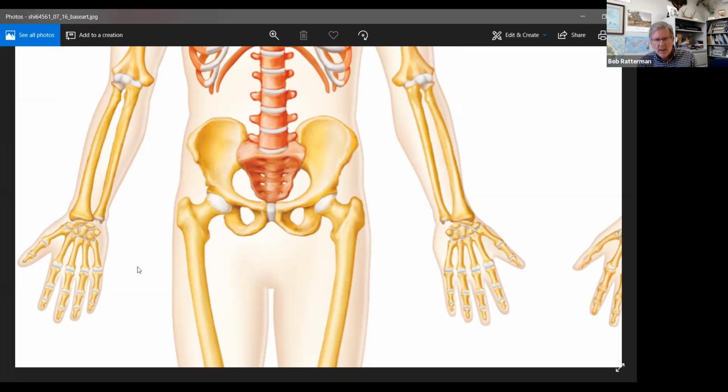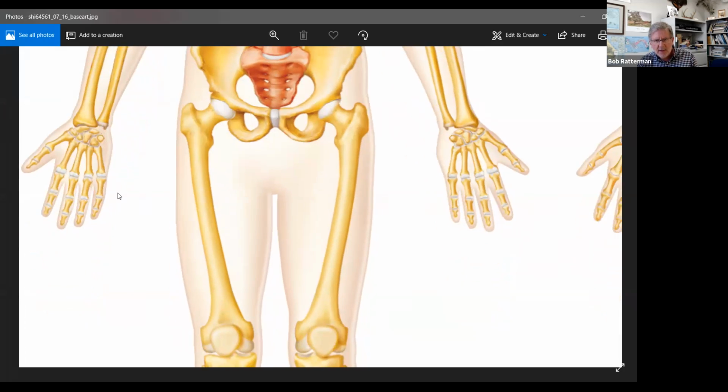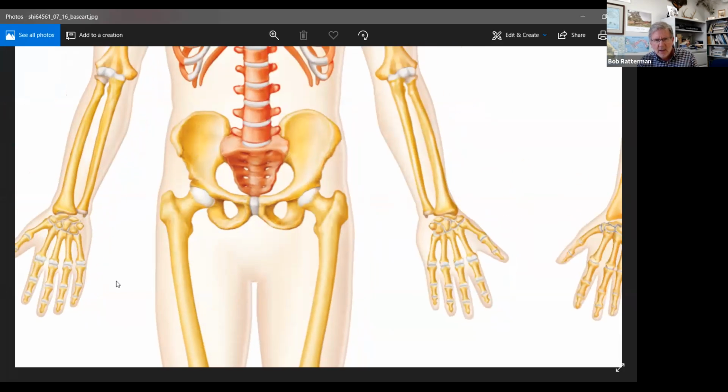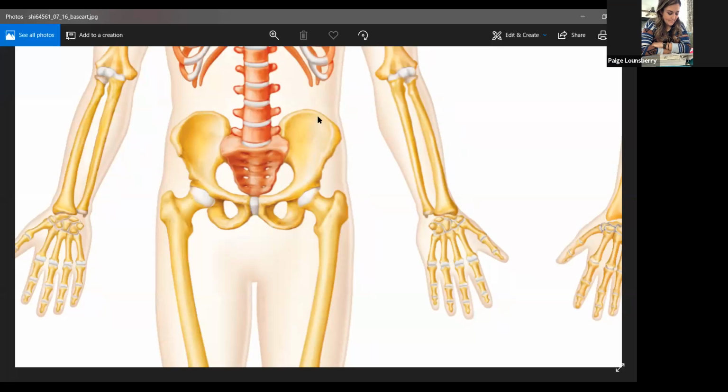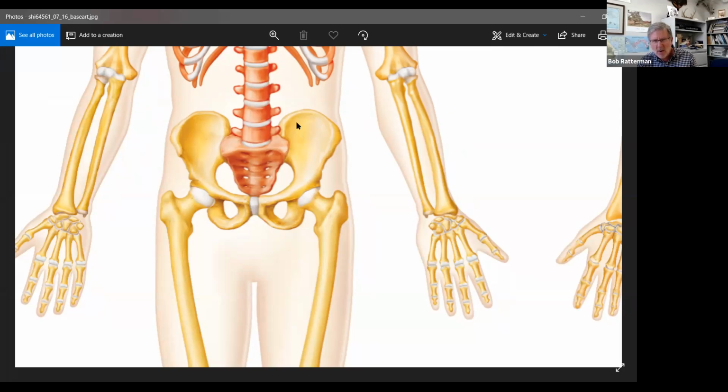All right. As long as we're in the appendicular skeleton, let's go down to this broad bone here. It goes by a couple of different names. Hip bone? No. That's the common name. The pelvic bone. Ilium. You could use the term coxal bone or innominate bone.